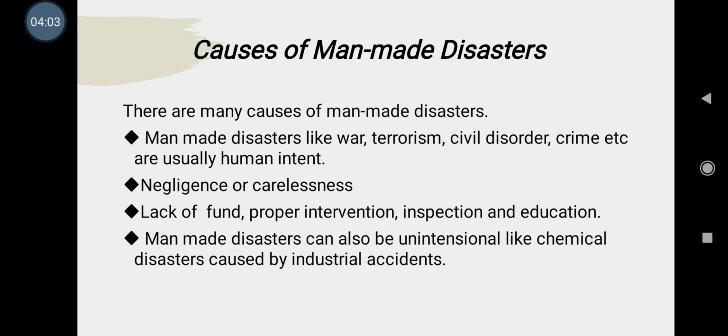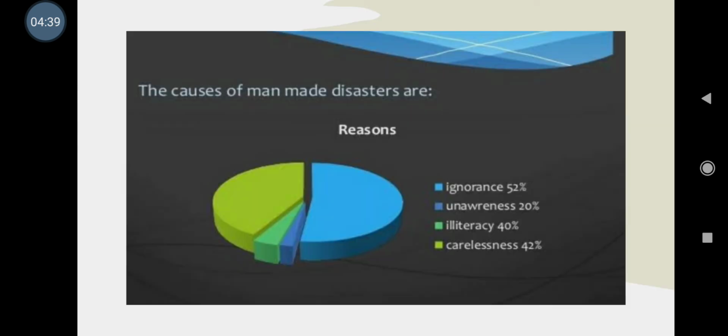There are many causes of man-made disasters. Some man-made disasters like war, terrorism, crime, etc. are usually of human intent. Some disasters are caused by negligence or carelessness, lack of funds, proper intervention, inspection, and education. Sometimes man-made disasters are also unintentional, in the form of chemical disasters caused by industrial accidents. This is a pie chart which tells us more about the causes of man-made disasters as a whole.